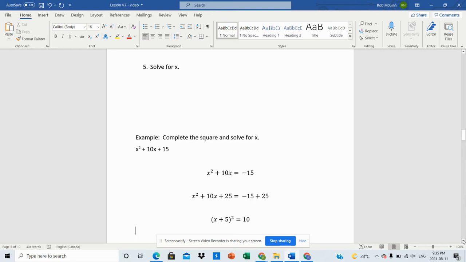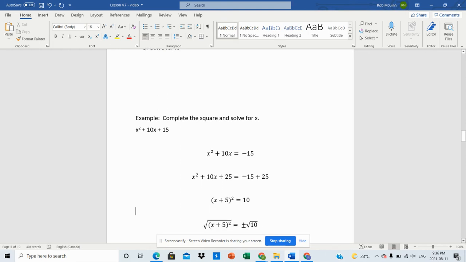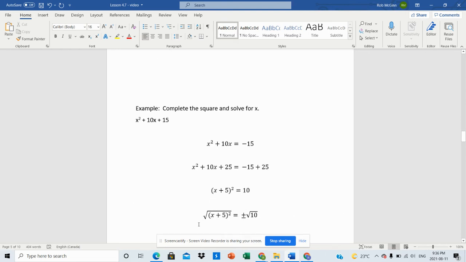Once I'm to this step, I now am going to want to solve for x. The only way I can do that is to take the square root of both sides so I get rid of this squared on my left-hand side. So we're going to use the square root of both sides, and we're going to do the square root of x plus 5 squared, and that's going to be equal to plus or minus the square root of 10.